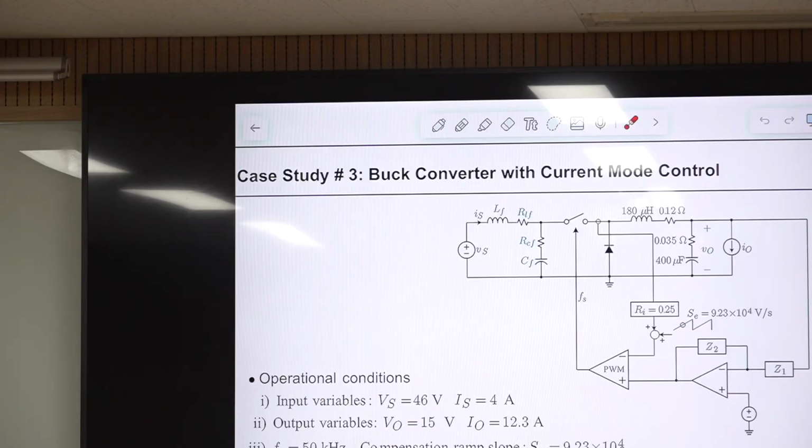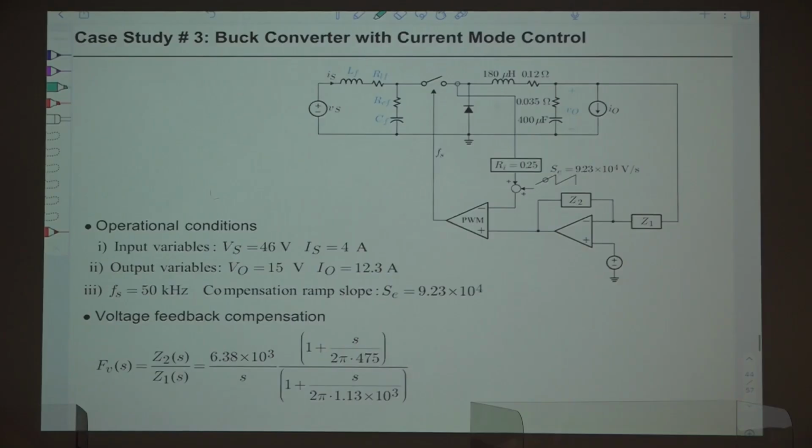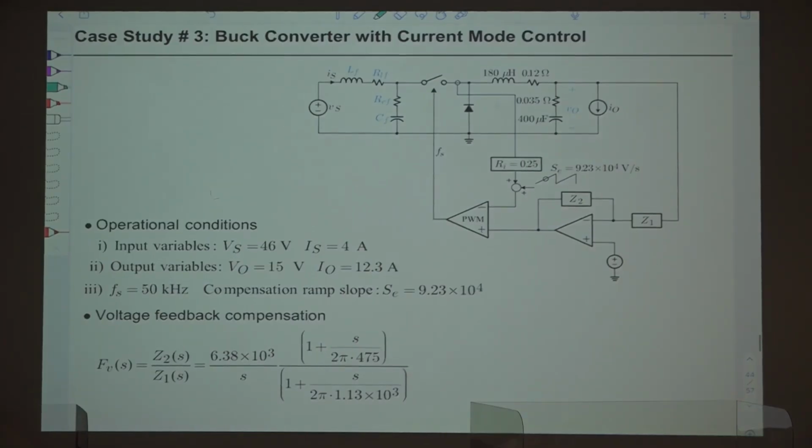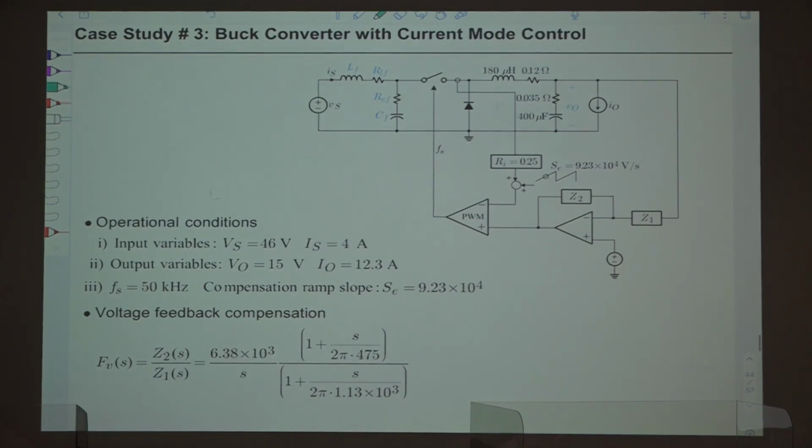In this lecture, I'll present the input filter interaction in the buck converter with current mode control. Also, we'll come up with the final summary of the input filter interactions for three basic converters: buck converter, boost converter, and buck-boost converter with voltage mode control and current mode control. Case study number 3, buck converter with current mode control, is very, very interesting.